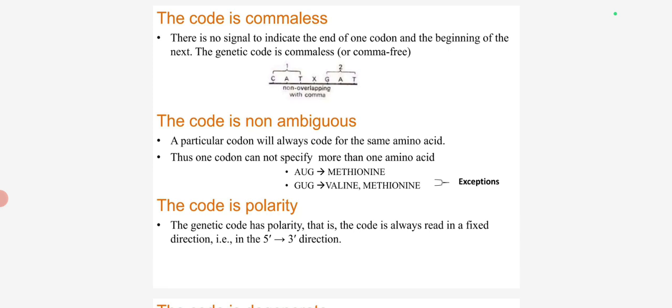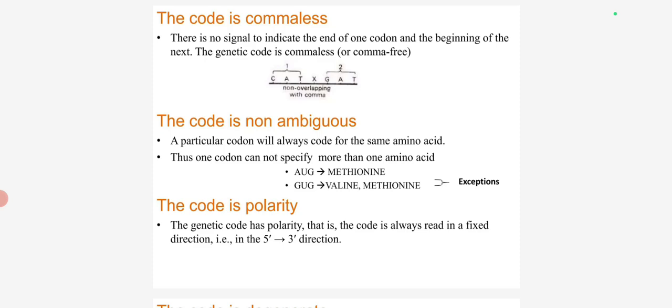Next one, the code is comma-less. There is no signal to indicate the end of one codon and the beginning of the next. Here there is no comma or full stop; the nitrogenous bases go on continually. The genetic code is comma-less, comma-free. For example, the mRNA is arranged as CAT, GAT, and in this way continuously arranged, with no gaps.